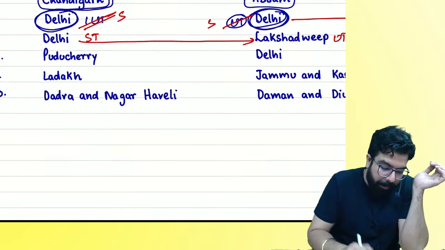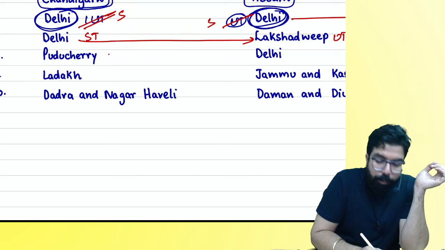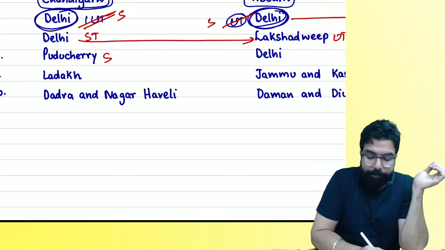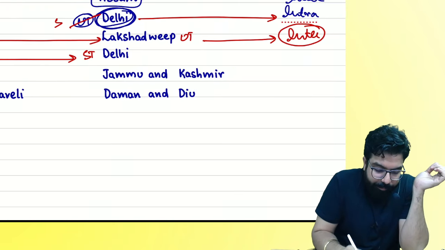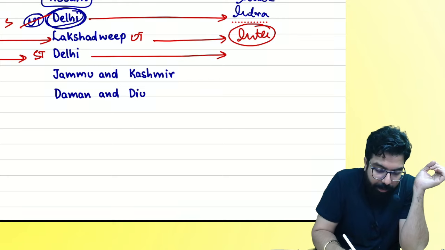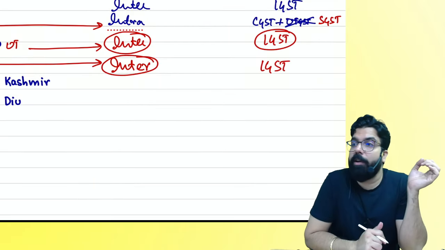The next one. Puducherry, state or UT? State. Delhi is a state. What will you charge? Intra or inter? Inter. What will you charge? IGST. Are we all clear?